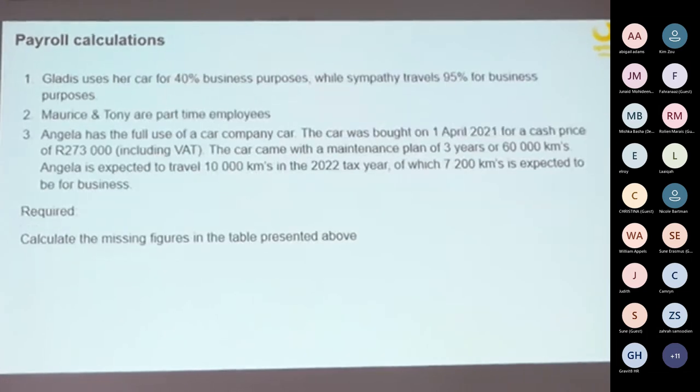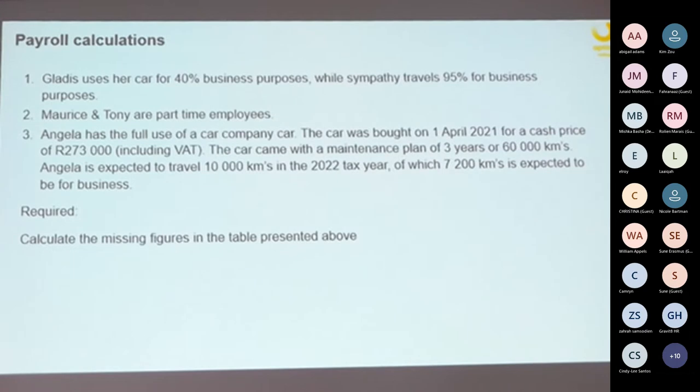Then they say Gladys uses a company car for 40% business purposes, and Sympathy travelled 95% for business purposes. And this tells us important things. Remember the 80-20 rule. So I'm asking the question: how much of the travel allowance will be taxed for Gladys and Sympathy? And that is not a question that I'm just asking for the heck of it.